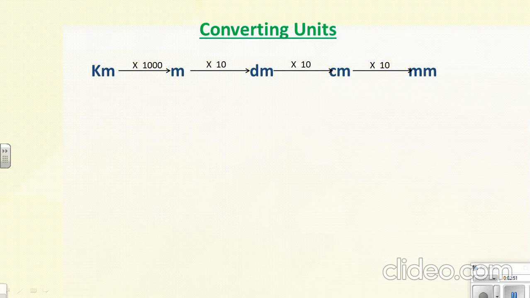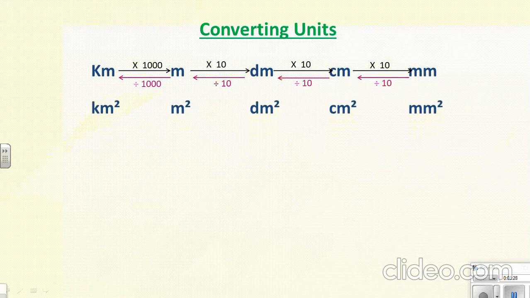Now we need to convert from millimeters to centimeters, which means we do division. From millimeters to centimeters, we divide by 10. From centimeters to decimeters, we divide also by 10. From decimeters to meters, we divide by 10. And from meters to kilometers, we divide by 1000.